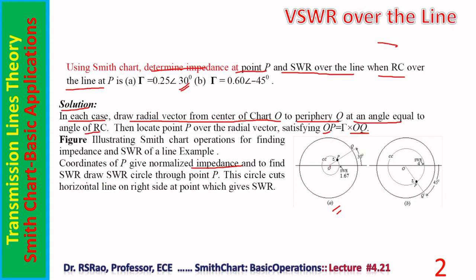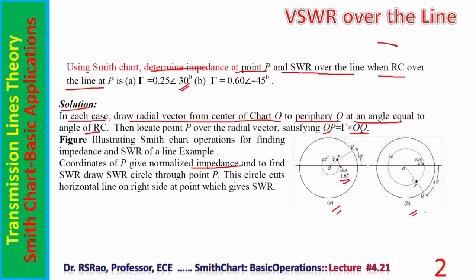To find SWR, draw SWR circle through point P. So this is SWR circle CC. This circle cuts right half of the horizontal line at a point here. Corresponding to this point, there exists a reading, that is SWR. In this case, it is 1.67.